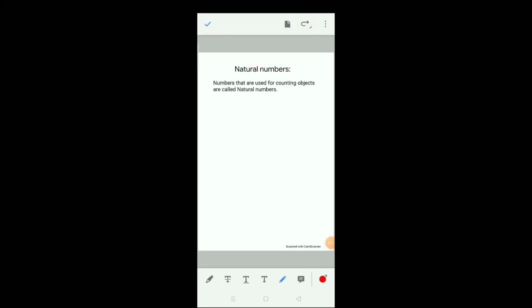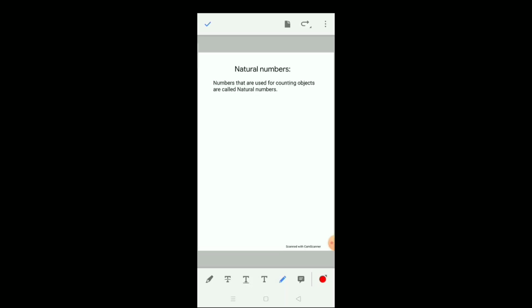Before starting today's topic, let's discuss what we have learned in the previous class. Before that, I would like to share a screen with you. In the previous class, we studied natural numbers, whole numbers and integers. So now, what are natural numbers?